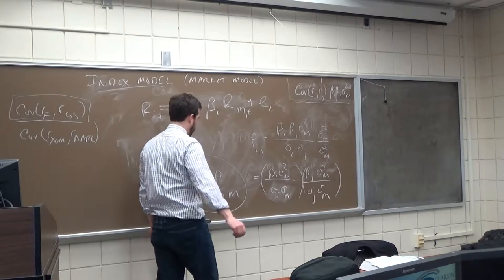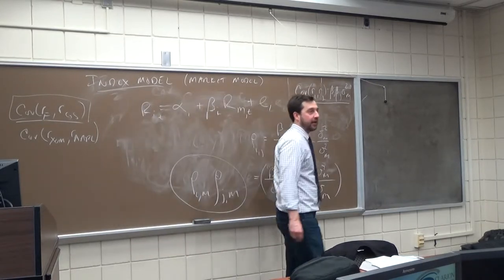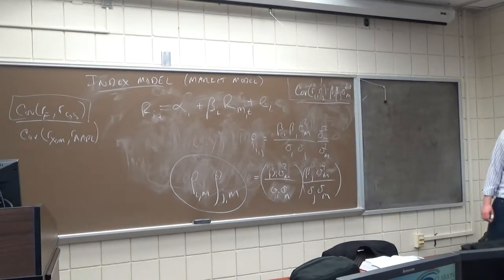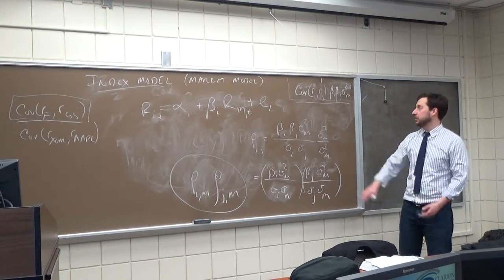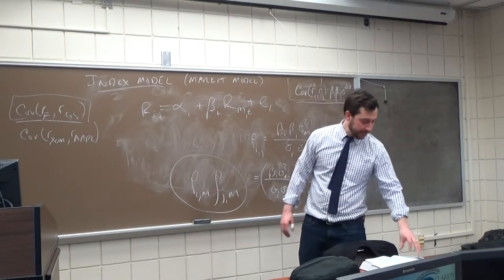So I can get the correlation coefficient by just taking the correlation of I with the market and the correlation of J with the market, and that'll give me the correlation between the two stocks. Of course, we don't necessarily need the correlation coefficient. We just use the covariance. But we can get the correlation coefficient easily as well.